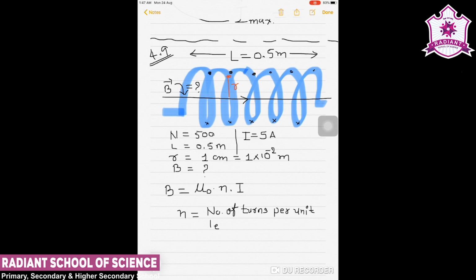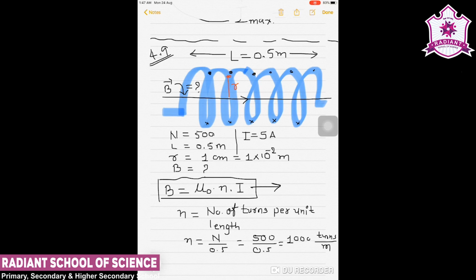And what is this value? Here it is very clear, we are given the total number of turns as capital N, and the length of the wire is given to be 0.5. So here we apply the equation, that is 500 over 0.5, that is 1000 turns per meter.